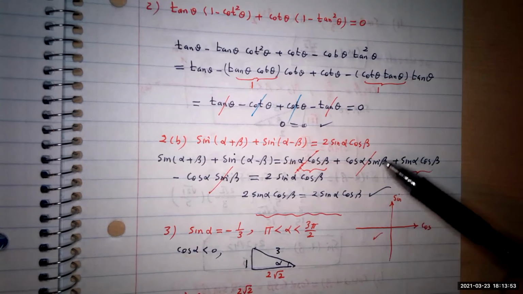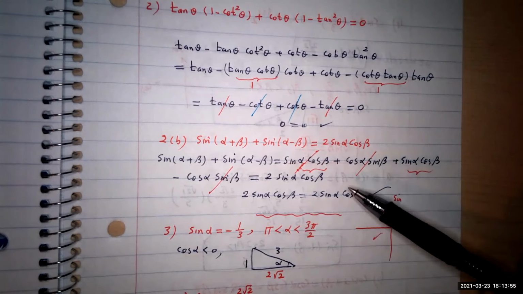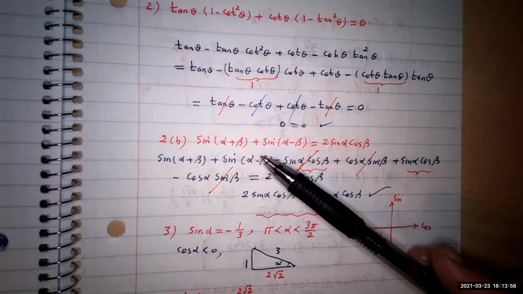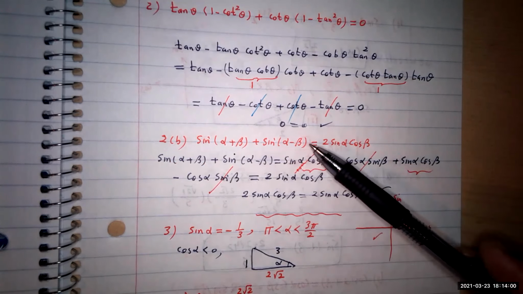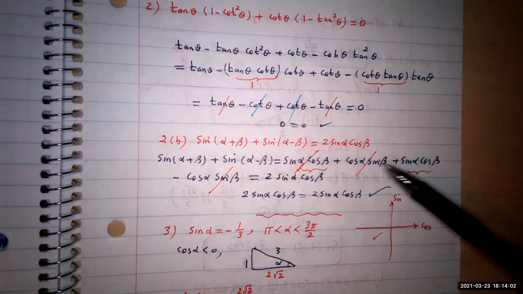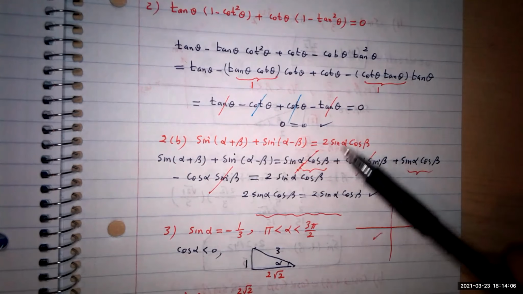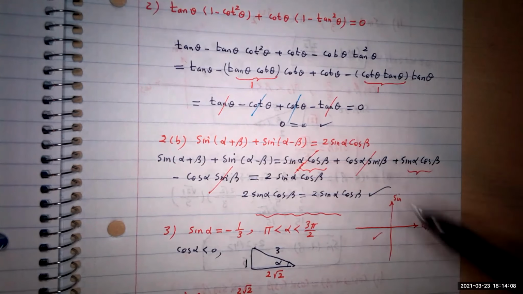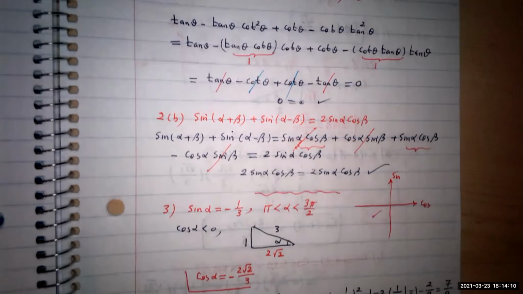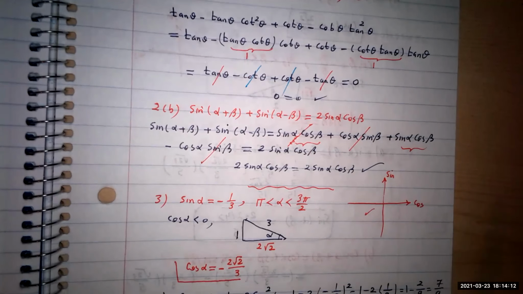The second one, almost everybody got it right. That's the famous sine of alpha plus beta, sine of alpha minus beta. You distribute it, you cancel it out, you get 2 sine alpha cosine beta. So we'll give you a similar one on the test. So that would be question number 2 that we repeated.